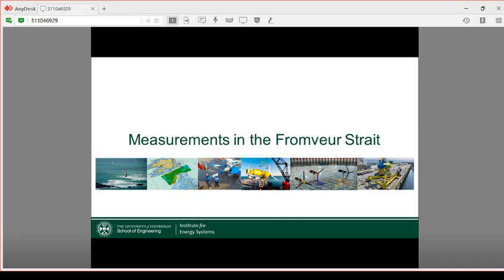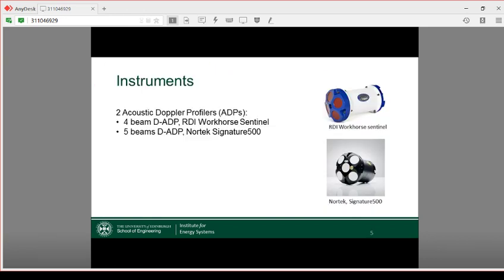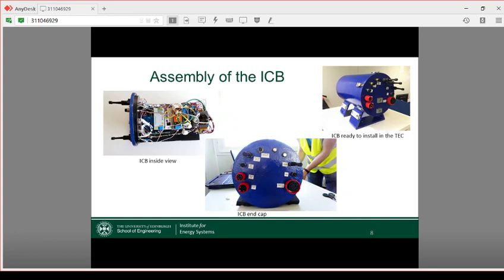So, the last thing I want to talk about is measurements in the Fromveur Strait and Ushant. This is part of the real-time project which we're doing with Sabella turbines, and that's the Sabella machine behind some of the participants in the project. We've used our ADCP instruments, and if you're going to start putting these on a turbine, then you end up designing power supply units and putting them in pressure vessels.